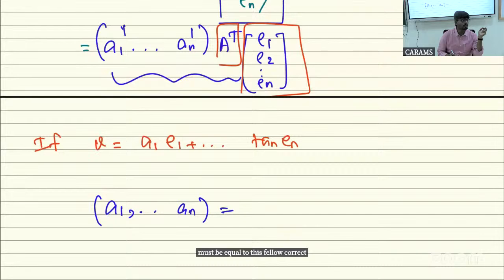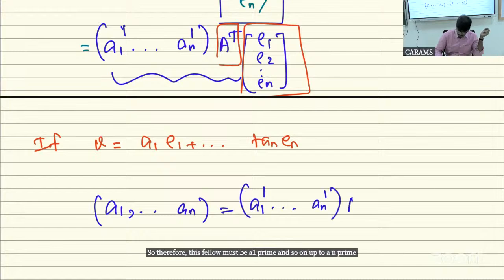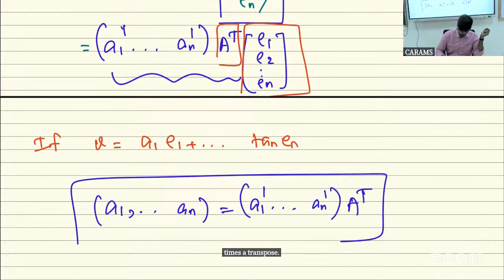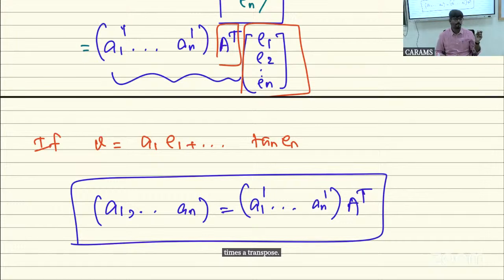Because that is the linear combination using E1, E2, and so on up to En. There cannot be two different coordinate vectors. The coordinate vectors are unique. So therefore, this must be A1 prime and so on up to AN prime times A transpose. That's it.